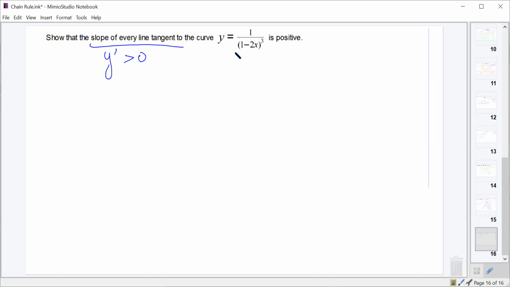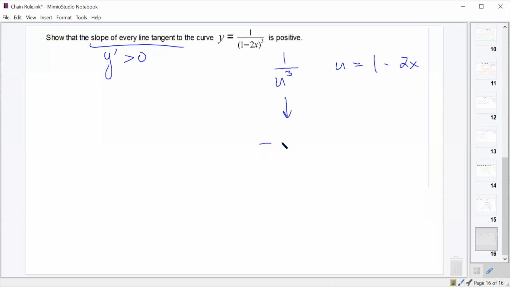We could use the reciprocal rule. All right, so this is a function to the third power, though, so we have to use the reciprocal rule in conjunction with the chain rule, right? So this is 1 over u cubed with u equal to 1 minus 2x. So how do we take the derivative of 1 over u cubed?